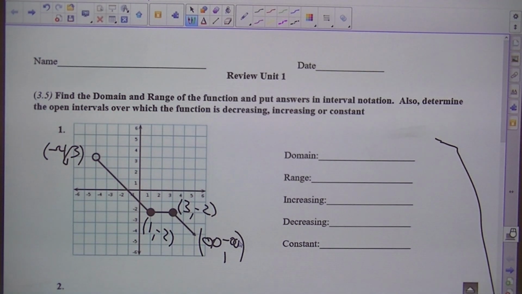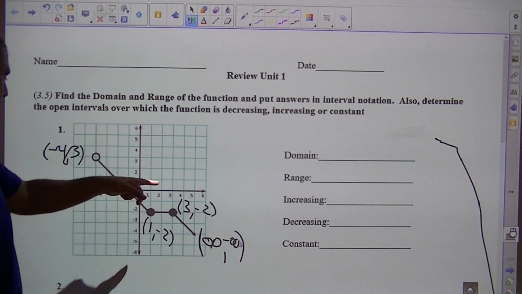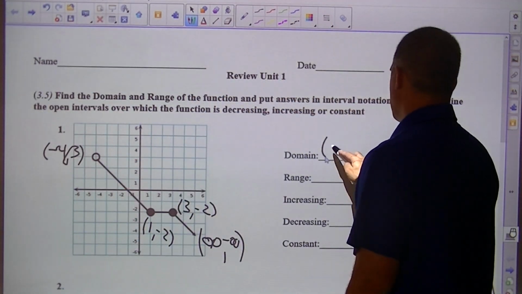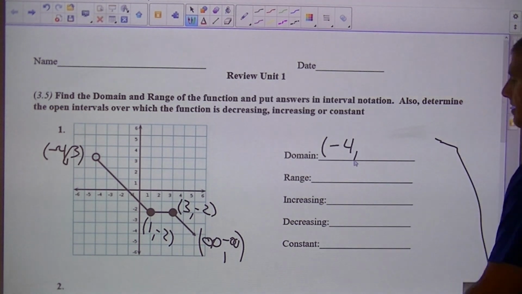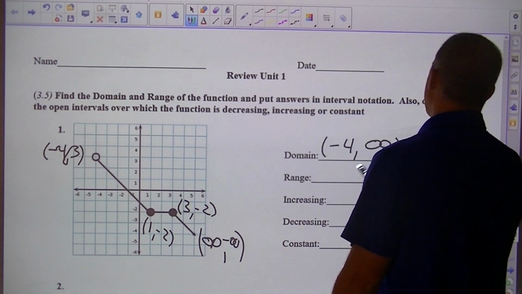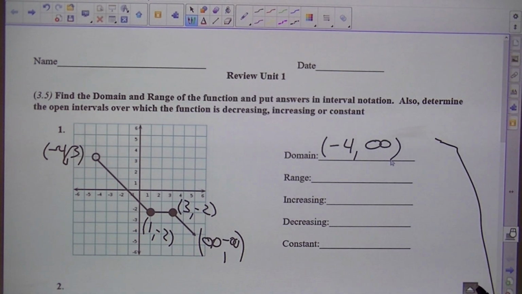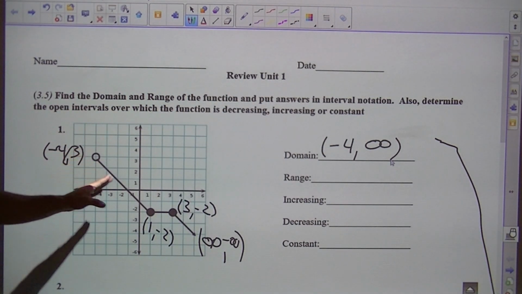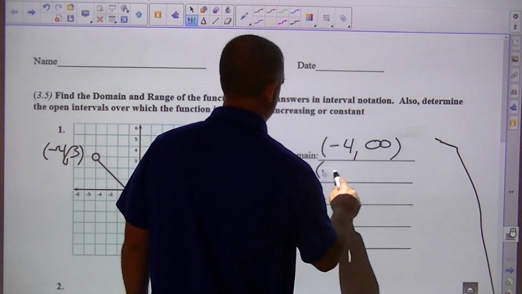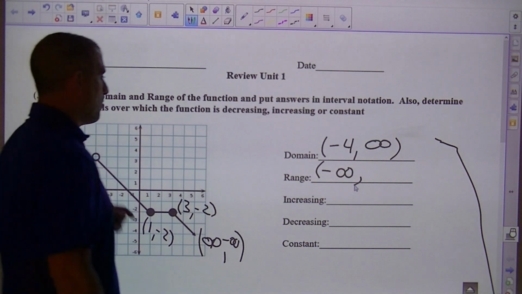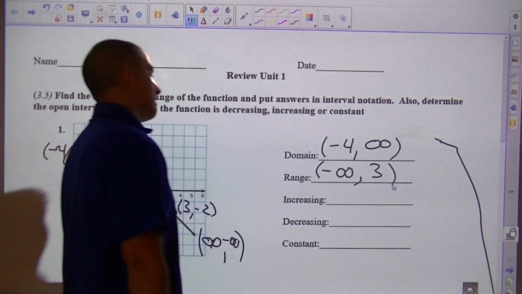Okay? So when you do domain, we're looking for the smallest x value, which in all of that would be -4. Now, since that point is open, that's how we write it. Now, the biggest x value is infinity. And all infinities get that. Okay? My range. My smallest y value is -infinity. My biggest y value is 3. Once again, open circle. We got that.